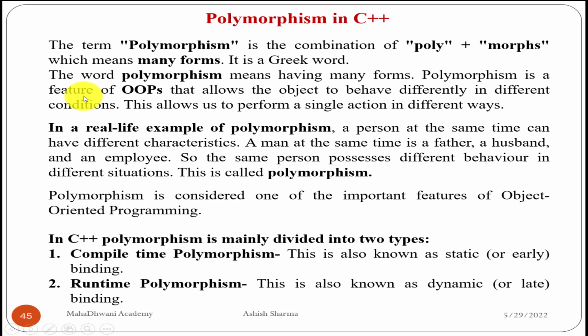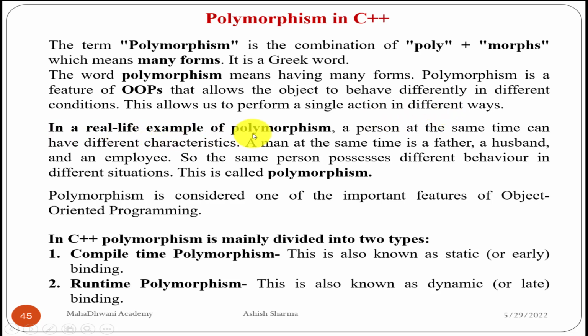Polymorphism is a feature of the object-oriented programming system that allows the object to behave differently in different conditions. This allows us to perform a single action in different ways. So we will have the same type of action in different ways with the same name.